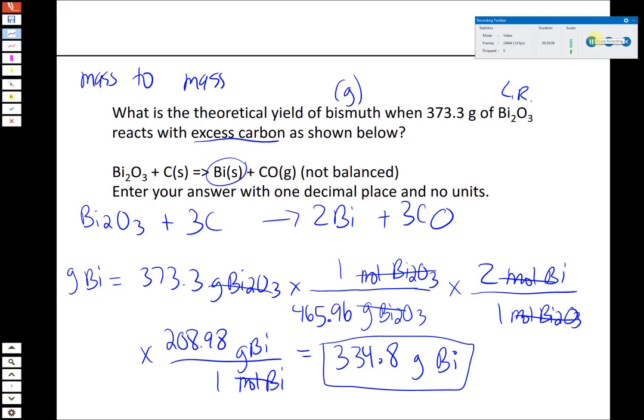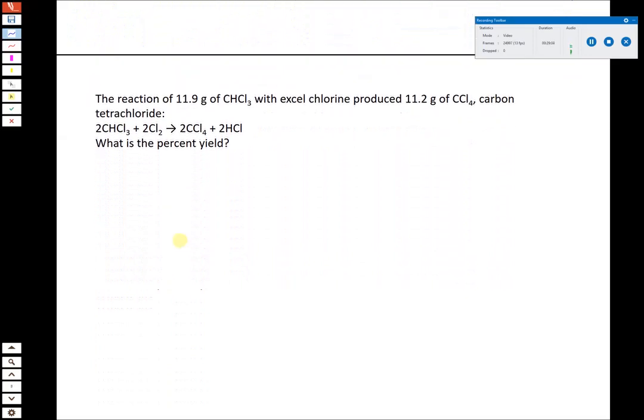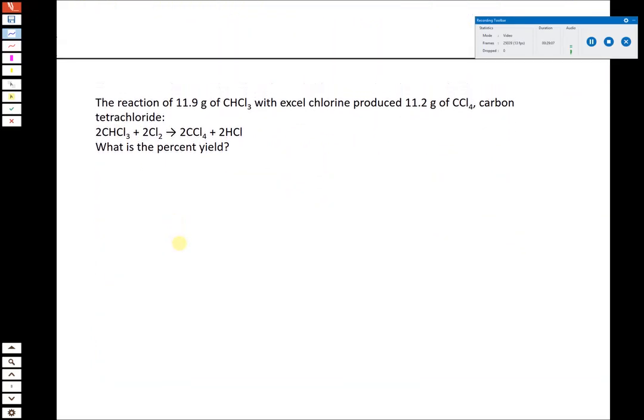Alright, so that's a mass-to-mass stoichiometry problem, and then we have a couple others like this. Alright, so there was a typo here, but this should say not XL but XS. But we have 11.9 grams of CHCl3, which is called chloroform. You may have seen that in movies as something that you can use to cause someone to pass out, but hopefully you don't use it for that purpose yourself. So we have 11.9 grams of chloroform with excess chlorine.